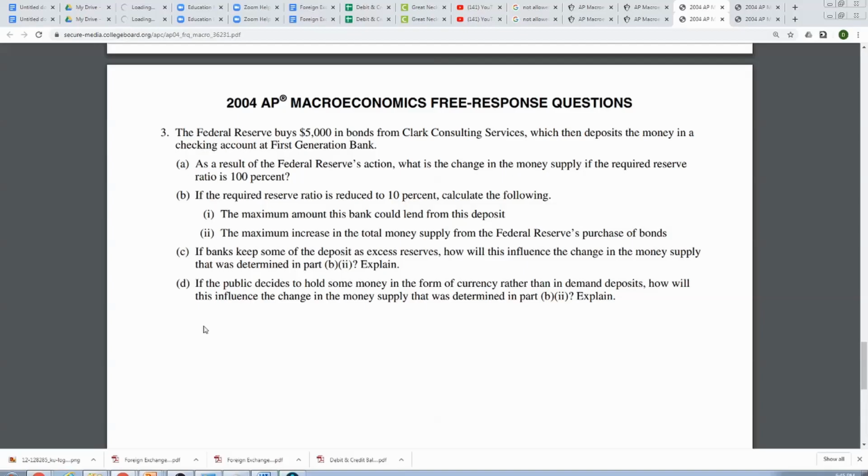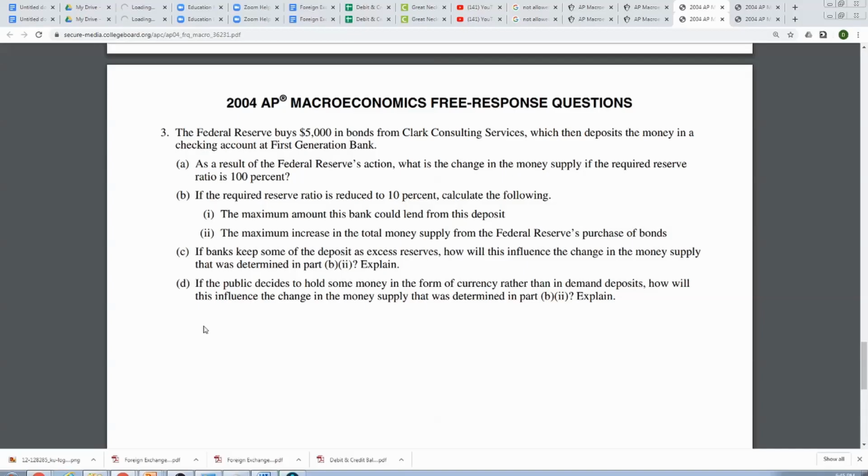All right. The Federal Reserve buys $5,000 in bonds from Clark Consulting, which deposits the money in a checking account. As a result, what is the change in the money supply if the reserve ratio is 100%? Well, that means the money supply only changes by the 5,000. Okay, again, throw-away part. If you can't get it, don't worry about it.